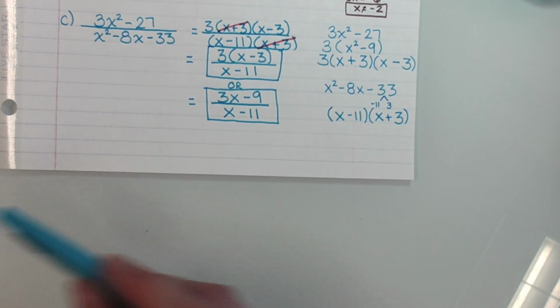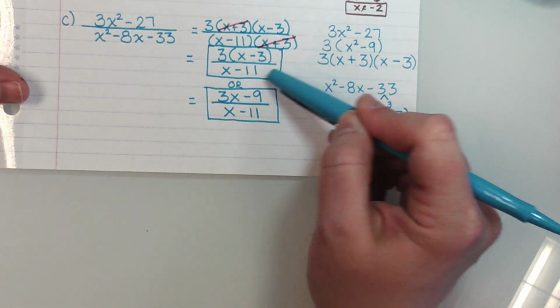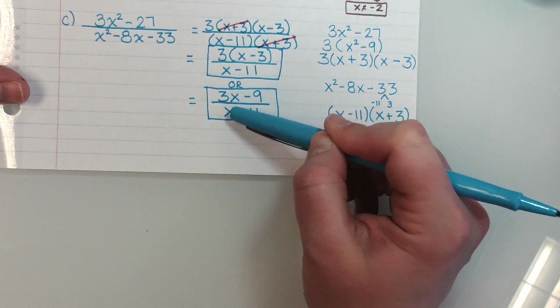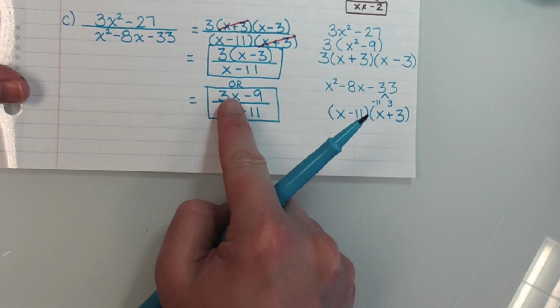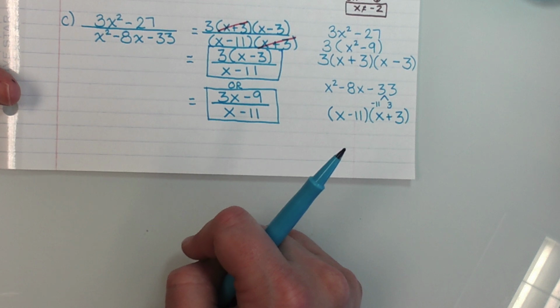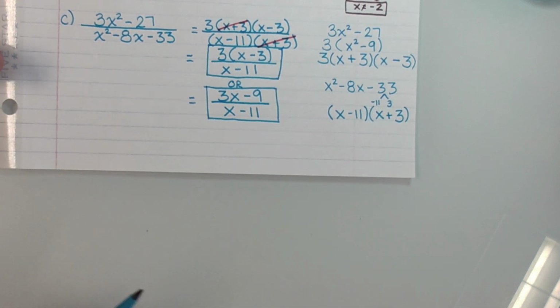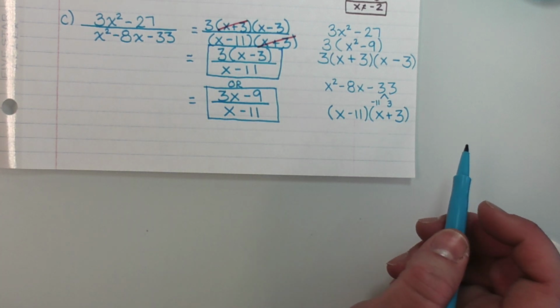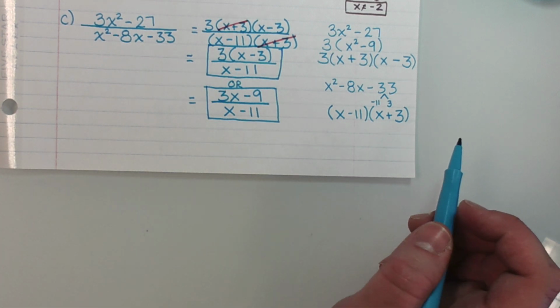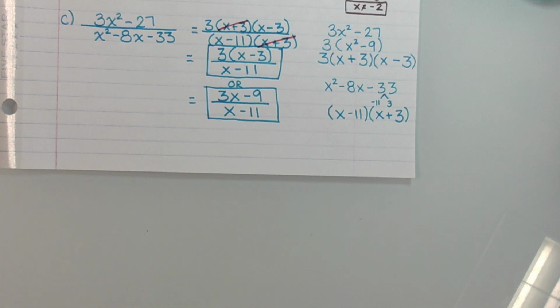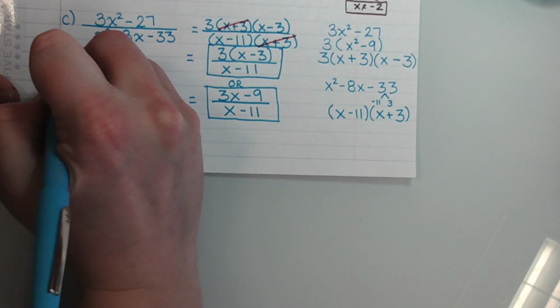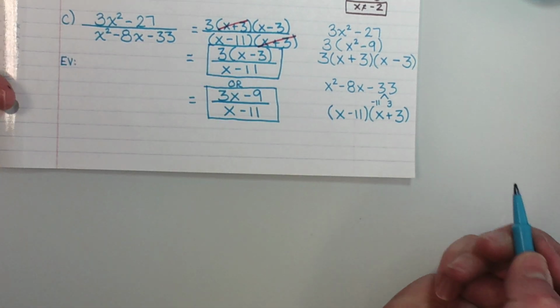By the way, one thing I commonly see when people do this is now they start trying to cross off the x's. Can I cross off the x's? No, because you have a subtraction not in parentheses, so it cannot be simplified further. What do I still need? Excluded values.